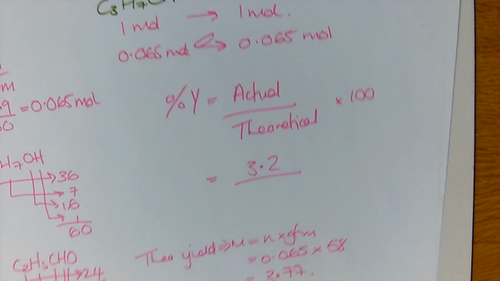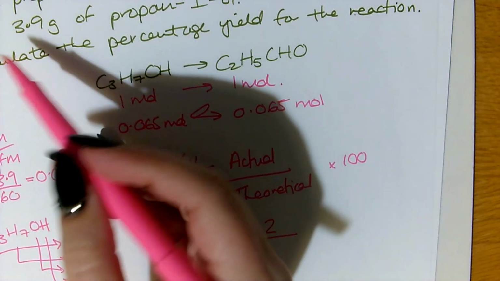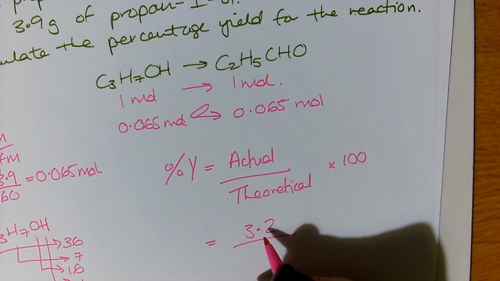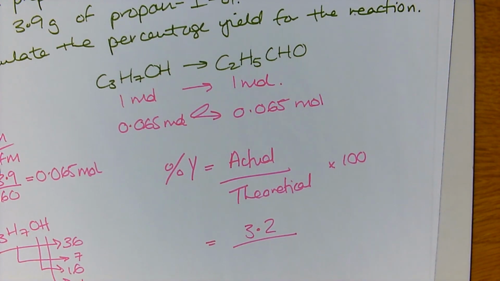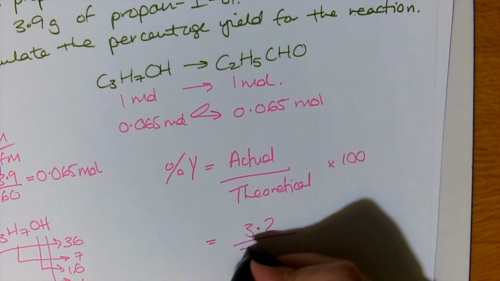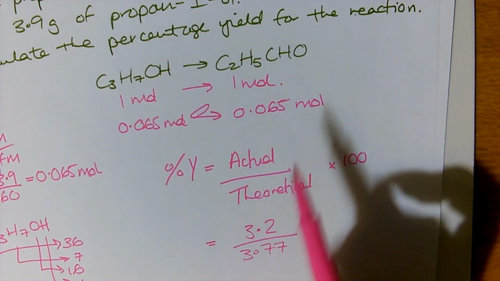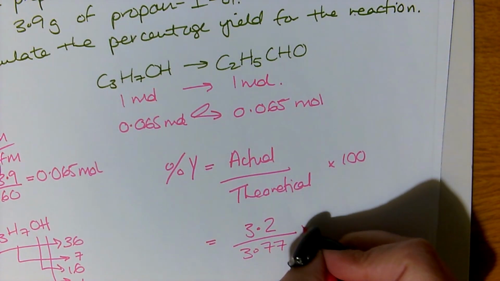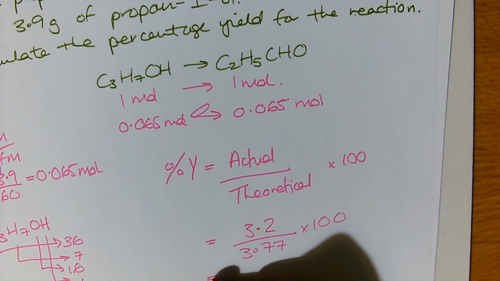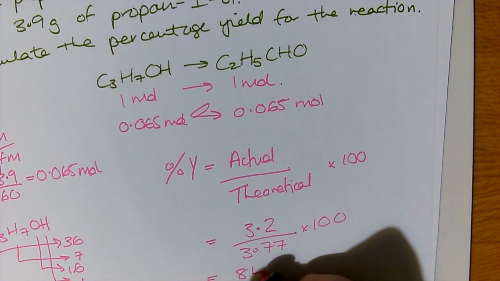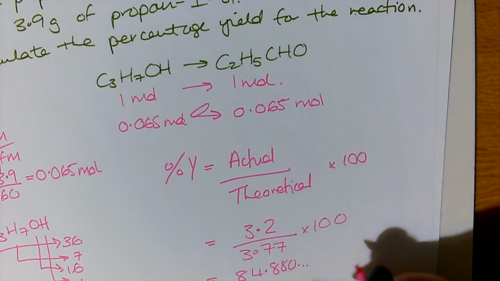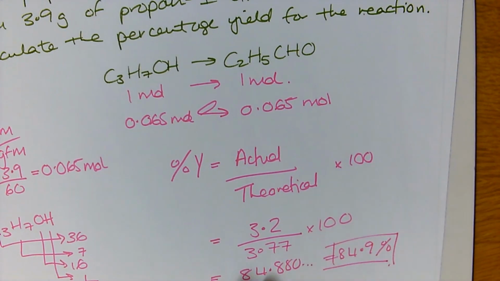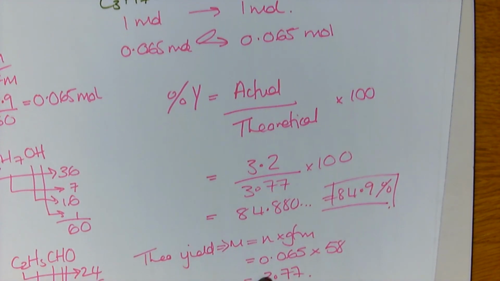Okay, so if we go back here, our actual yield from the question says in a preparation 3.2 grams of propanal. So 3.2 is our actual yield from the question. Theoretically we should get 3.77 based on the mass of propan-1-ol that was used. So we're going to do 3.2 divided by 3.77 times 100, and you will get a final yield of 84.88, so 84.9% for your yield for that calculation.